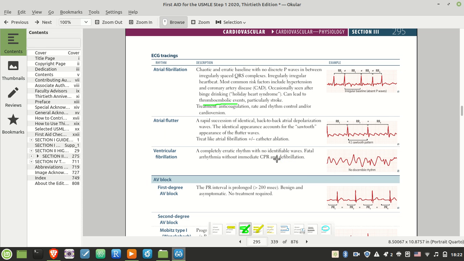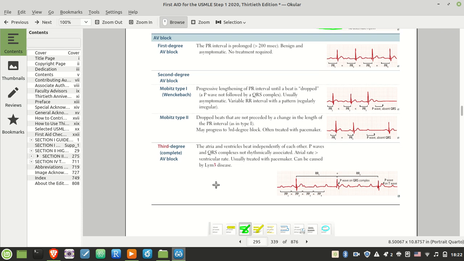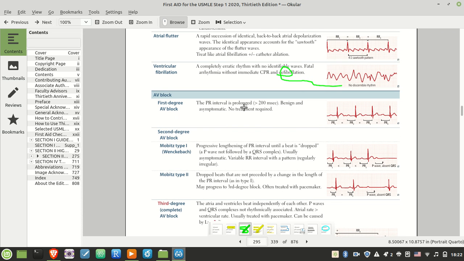Look at that. All right. And then AV blocks: 1st degree, 2nd degree, different types of 2nd degree, and 3rd degree. AV block just means there's a long time between the P and the QRS complex. There's a long PR interval. It's called an AV block because the P wave is the atrial depolarization, the QRS is the ventricular depolarization, and so the AV block just means there's some sort of block between the atrium and the ventricles.